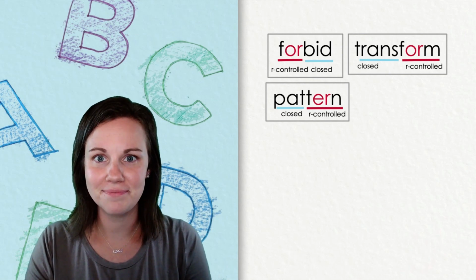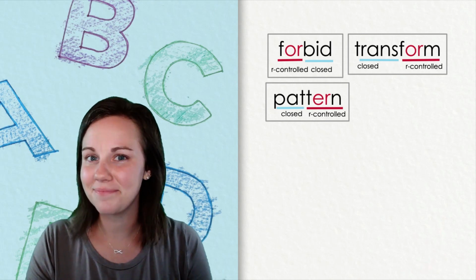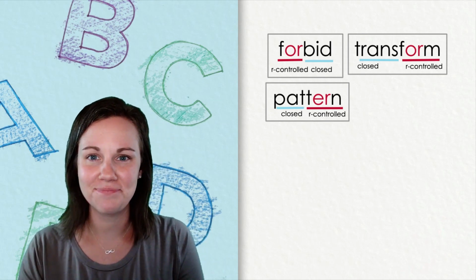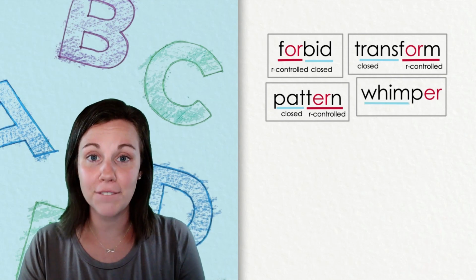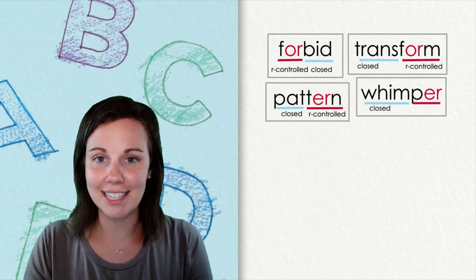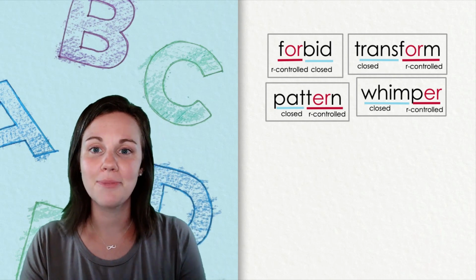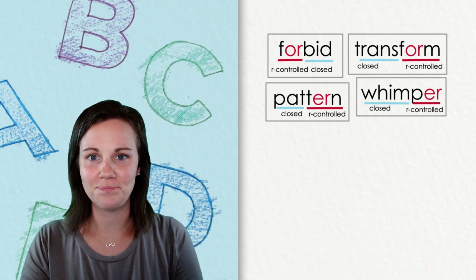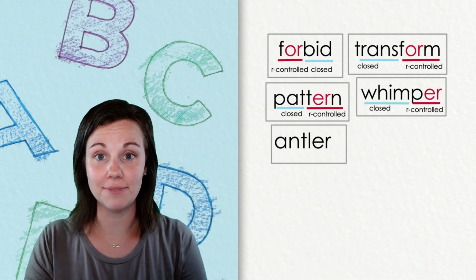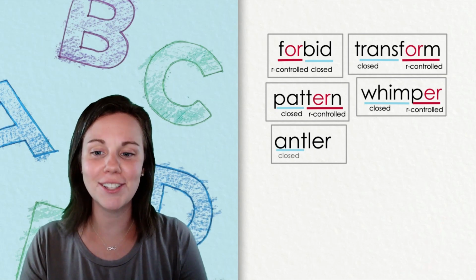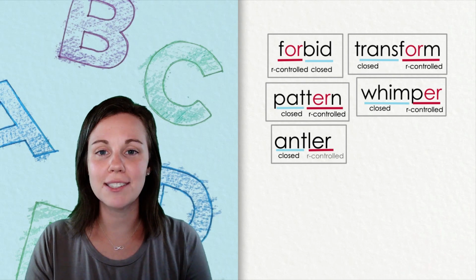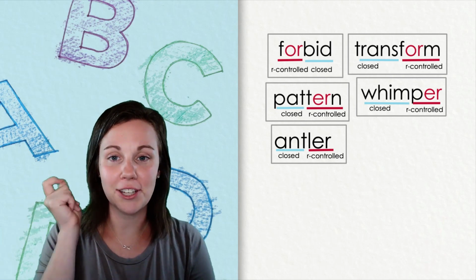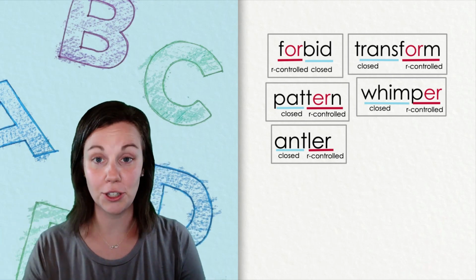Snap out the word. What is it? Pattern. Pattern. Great work. Here's the next one. That first syllable is closed, and that second syllable is our R-controlled sound. What's the word? Whimper. Nice. Here's the next one. This first syllable is closed, and that second syllable is R-controlled. What does it say? Antler. Antler. Good reading.